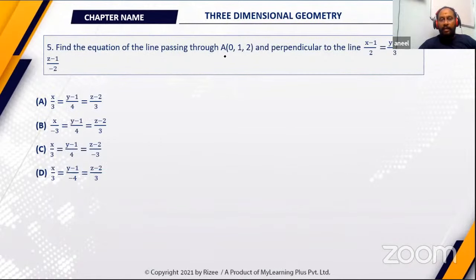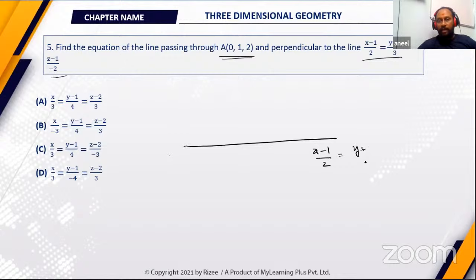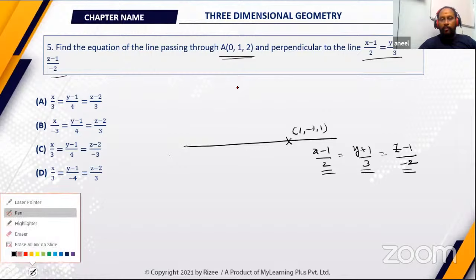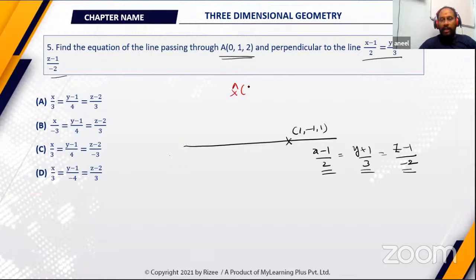Find the equation of the line passing through the point so-and-so and perpendicular to the line so-and-so. Meaning to say, there is a line here. This is x minus 1 by 2, y plus 1 by 3, z minus 1 by minus 2. This is a line passing through the point 1, minus 1, 1 and having DRs 2, 3 and minus 2. Now we want a line passing through the point A, 0, 1, 2 and perpendicular to this line.